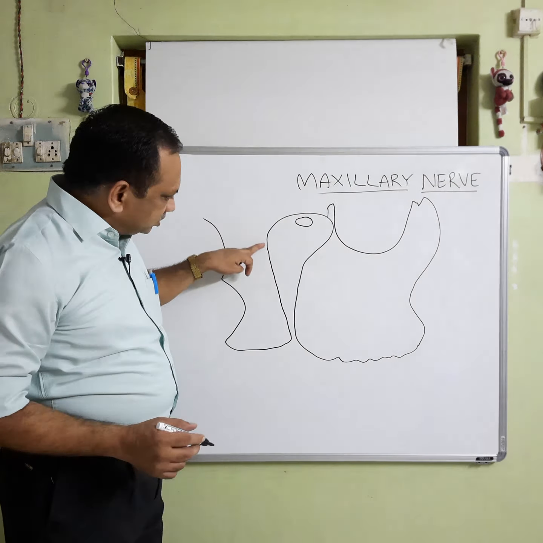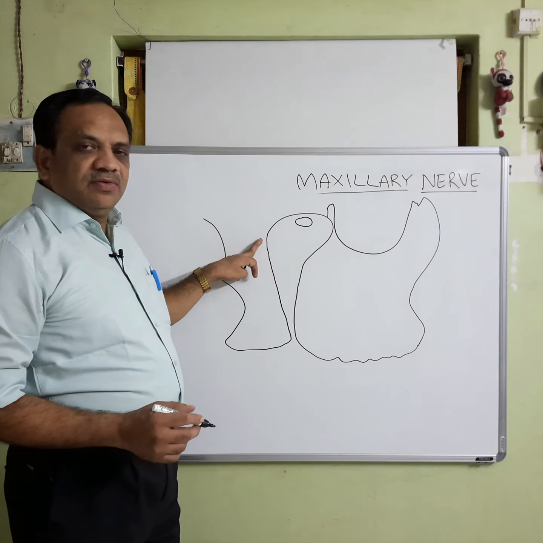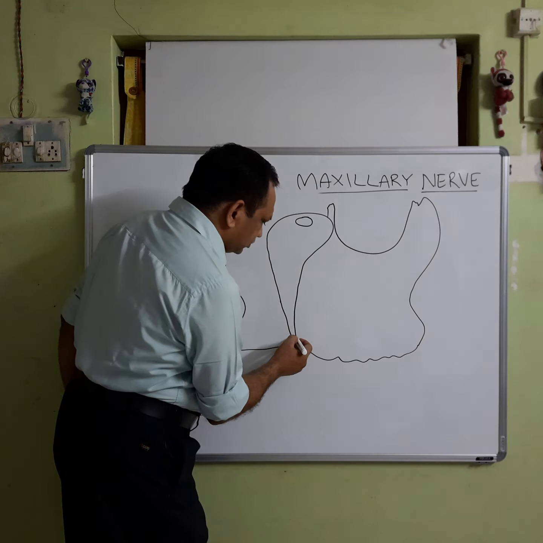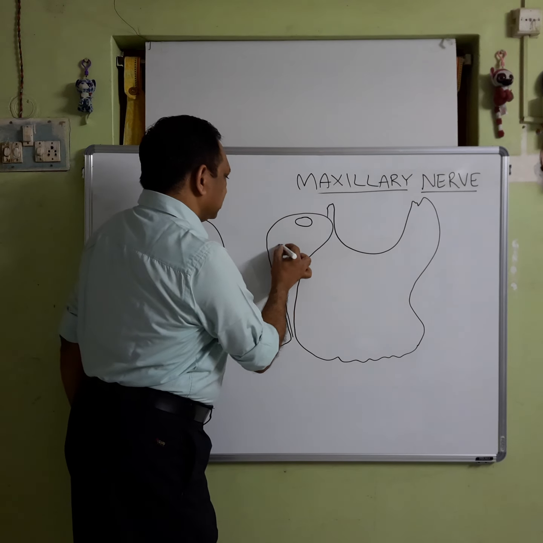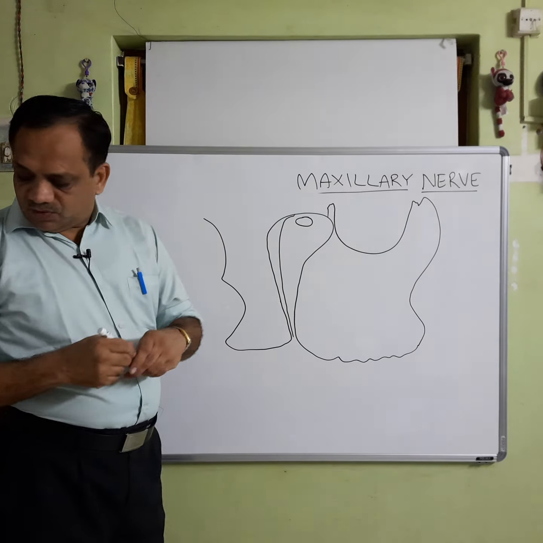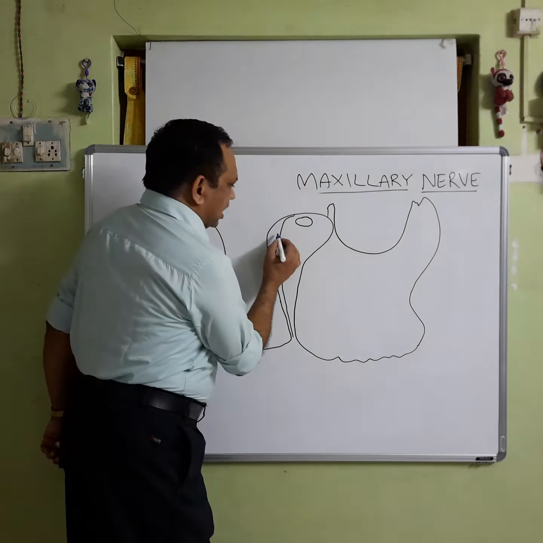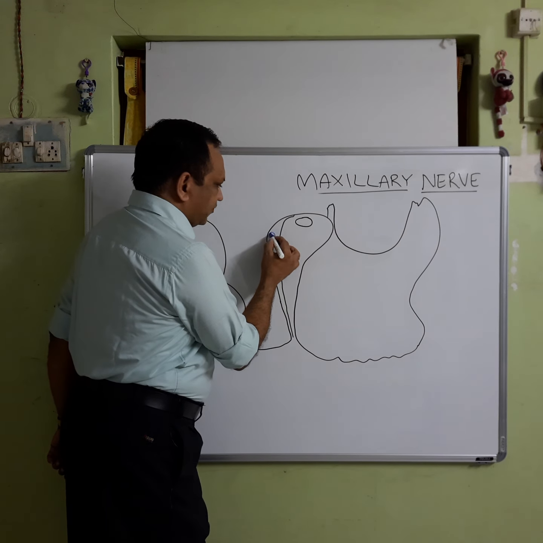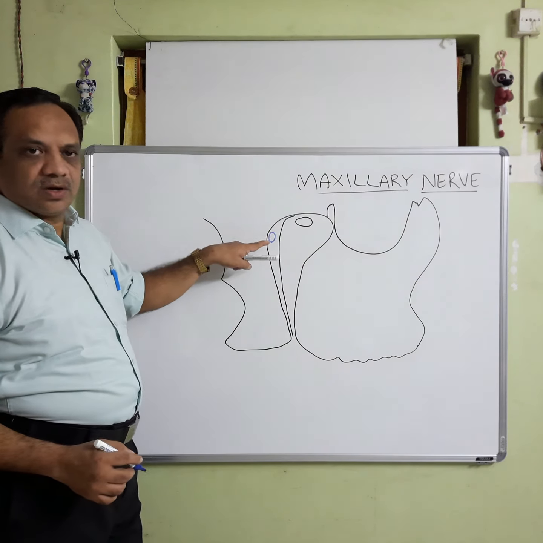So, this posterior wall, if we see, presents three openings. See, if this is the posterior wall, there are three openings. One opening near its upper end, this is called the foramen rotundum.